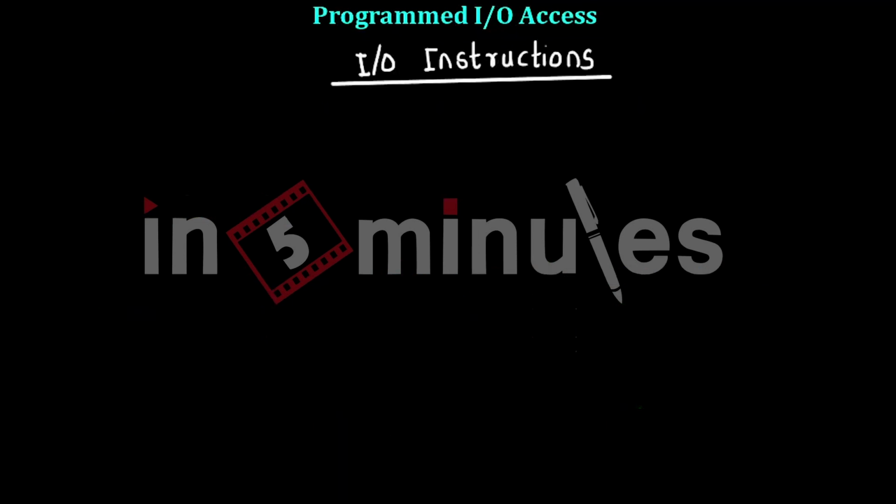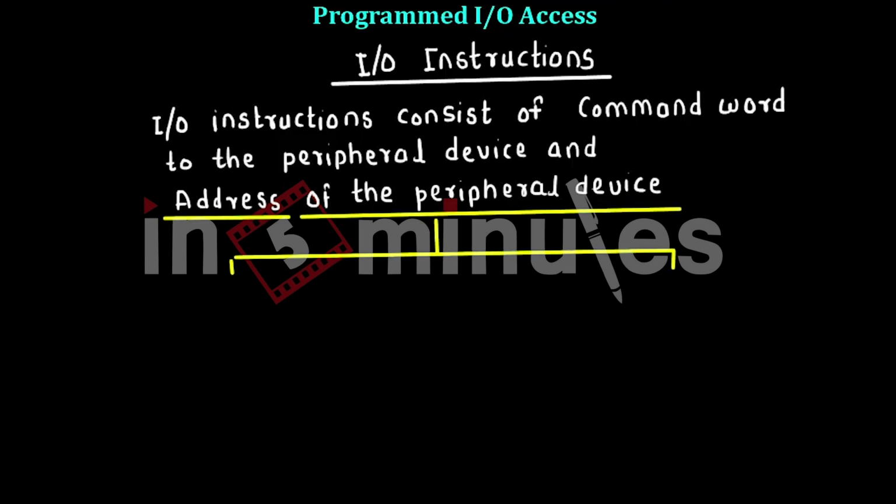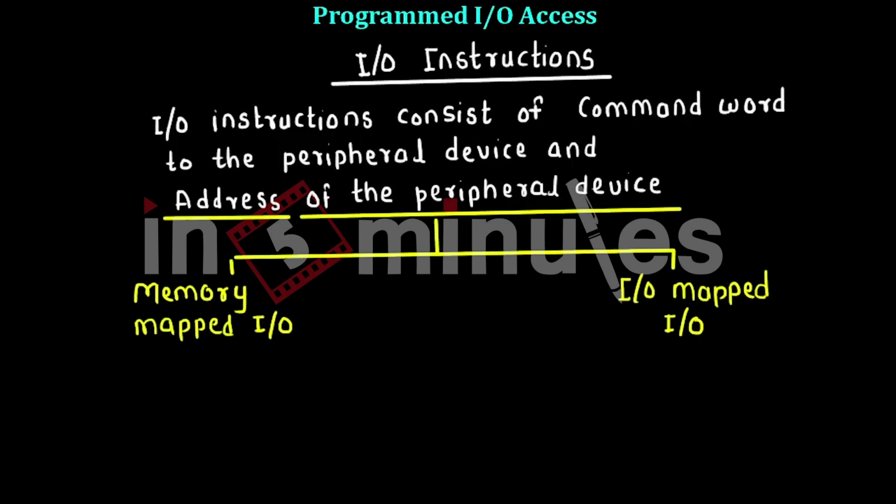So I/O instructions are going to contain the command word that we just saw, different command words to the peripheral device, and also the unique address that is given to the peripheral device. Now, assigning addresses to all the peripheral devices is done in two different ways. These ways are memory mapped I/O and I/O mapped I/O addressing modes.